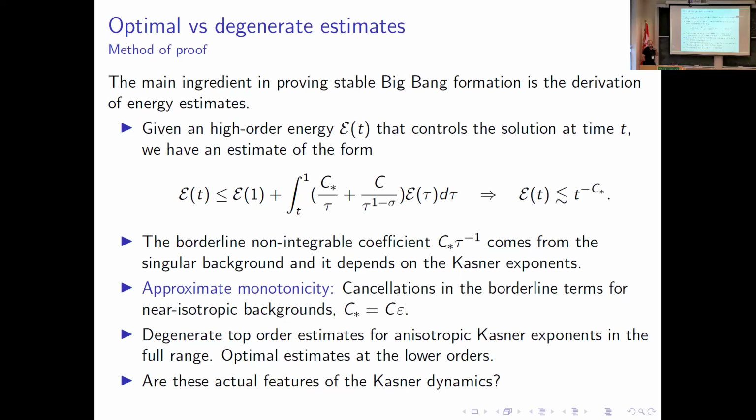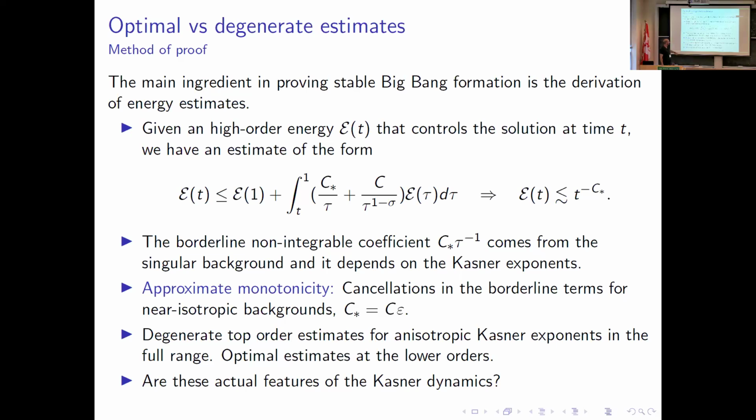In the near isotropic case, Rodnianski and Speck first noticed that there are cancellations in the estimates that allow you to have a small C star. Epsilon here is how close you are to the background initially. They call that approximate monotonicity, but essentially it means that C star is small. Of course, this relies on certain cancellations taking place, and for some problems that might not be the case.